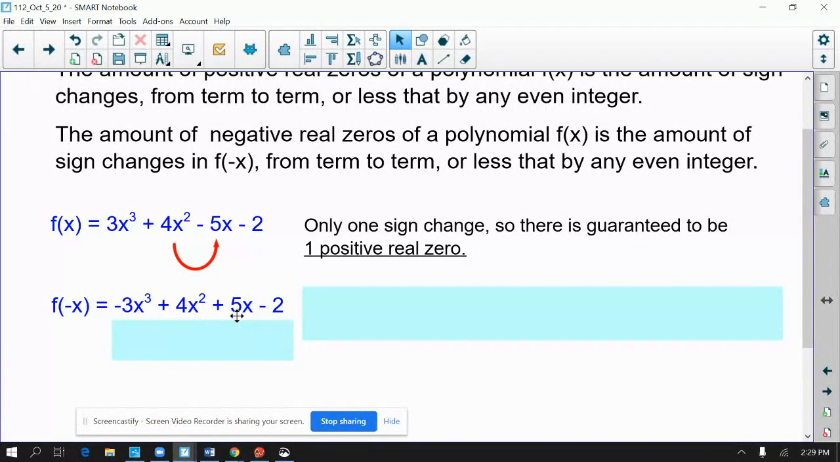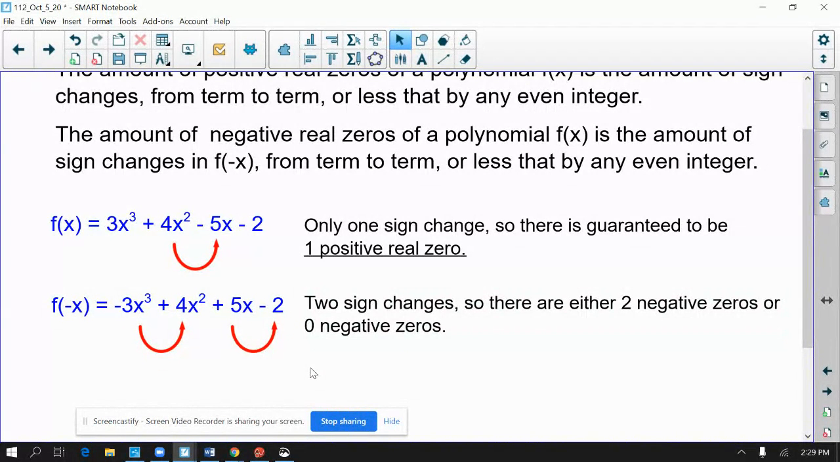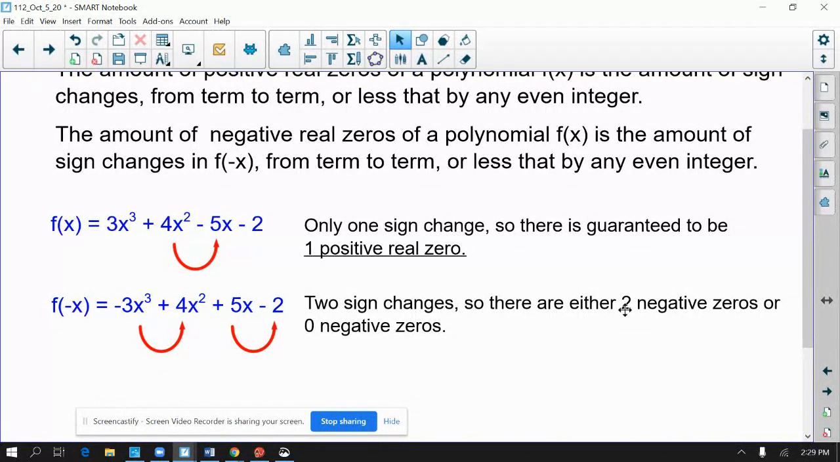From +4 to +5, no. But from +5 to -2, that was a sign change. So there were 2 sign changes. That means there are 2 or 0 negative zeros. So you would think, okay, 2 negative zeros. But that number or less by any even integer. So 2 sign changes, then you subtract 2, and 0 is another possible amount of negative zeros.